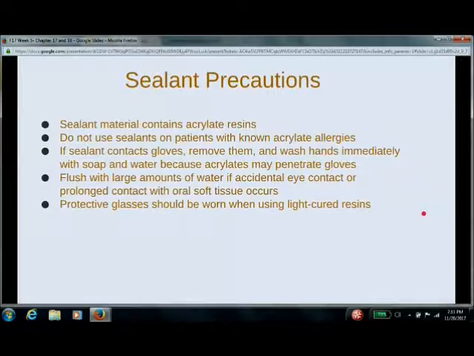Some people are allergic to sealant resins. And if they are, we should not be using sealant on them. So acrylate resins, there are some patients that are allergic to acrylics, and that is what we want to keep away from them.